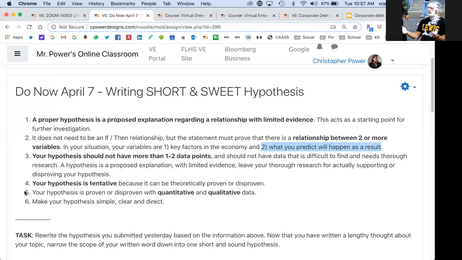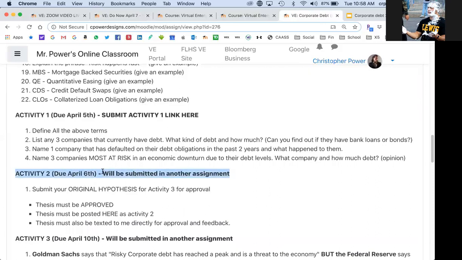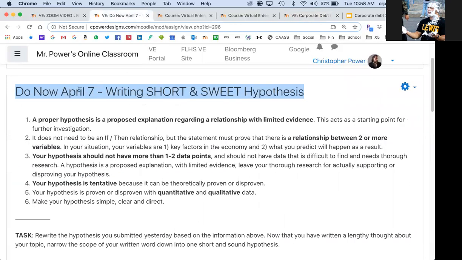However, I want you to update it for April 7th. Do not update your previous corporate debt assignment. Do not update the corporate debt activity 2 assignment. You've already completed that, and you're already getting credit for it. Your new revised thesis should be for your April 7th due date. That is what you all have to relook at and then refinish today.